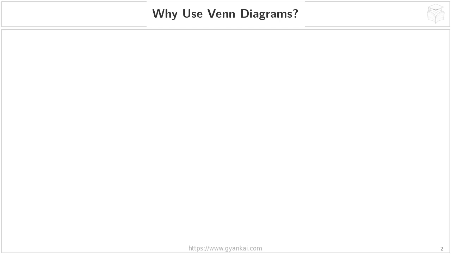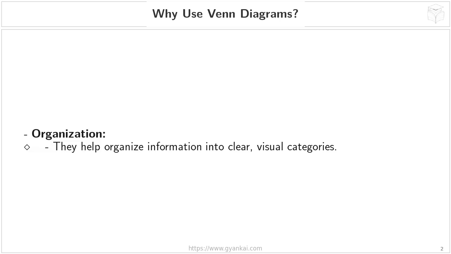Why use Venn diagrams? So now that we've established what Venn diagrams are, those visual tools for showing sets and their relationships, let's talk about why we bother using them. This slide outlines the key benefits. Venn diagrams really help us organize information. Think about it. Instead of just listing a bunch of facts or items, we can neatly categorize them into clear, visual groups. This makes it much easier to see the bigger picture and understand how everything fits together.